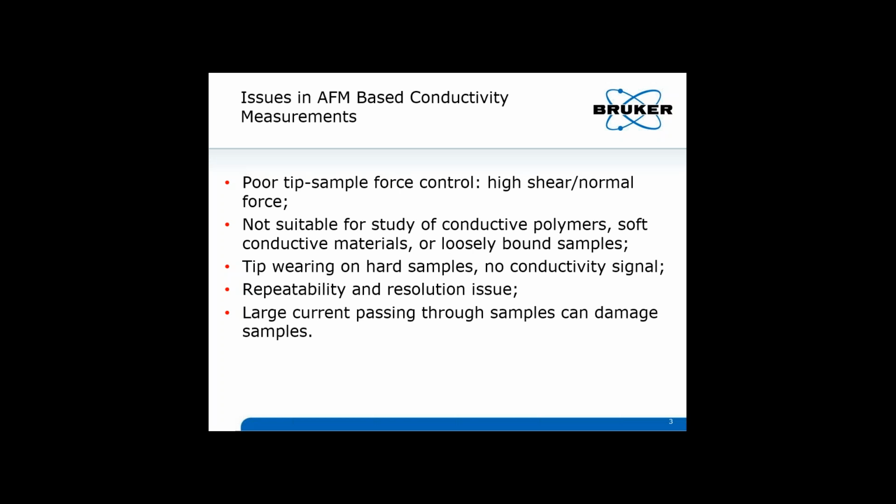Another aspect of the poor tip-sample force control is that the AFM tip may be worn off and the front side conductive coating is gone. Because of this, no conductivity signal will go through the sensors and there is no signal. Due to the high force, users can also encounter repeatability and resolution issues because the resolution is highly dependent on the tip radius. Last but not least, larger current passing through the sample can damage the samples.